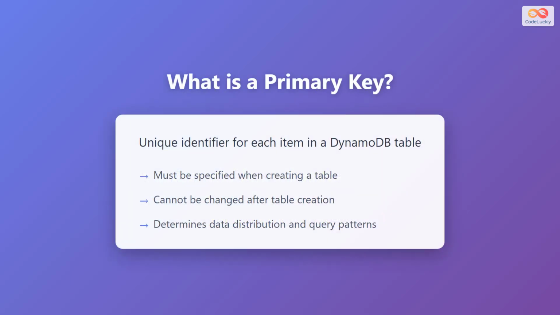A primary key is the unique identifier for each item in a DynamoDB table. Think of it as the address that tells DynamoDB exactly where to find your data. When you create a table, you must specify the primary key structure, and this decision is permanent. You cannot change it after the table is created. The primary key not only identifies your items uniquely, but it also determines how data is distributed across storage and what query patterns you can use.